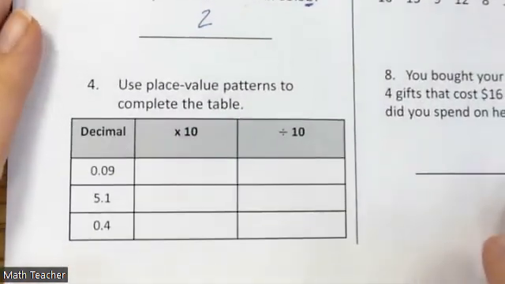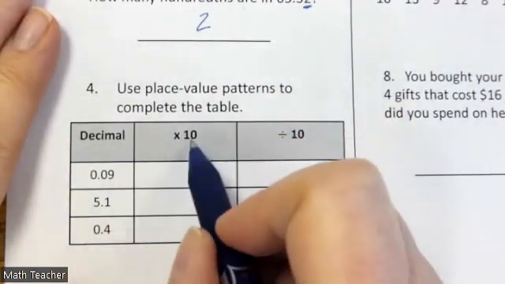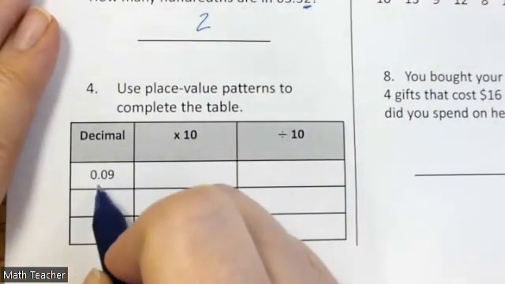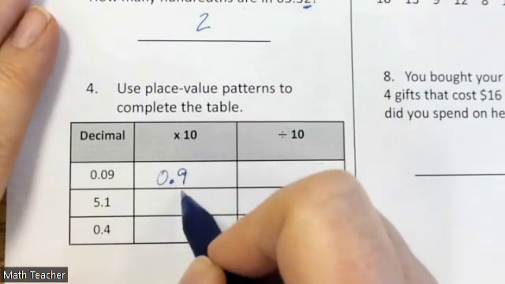Number 4, use place value patterns to complete the table. We want to multiply by 10 and then divide by 10. So here we have 900. To multiply by 10, we move our decimal 1 place to the right. So we'll have 0.9, which is 9/10.